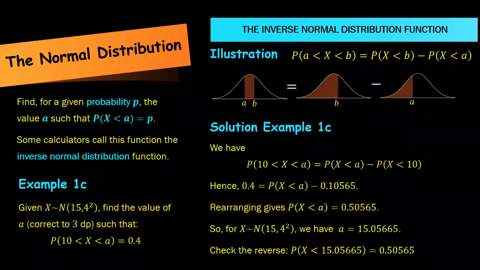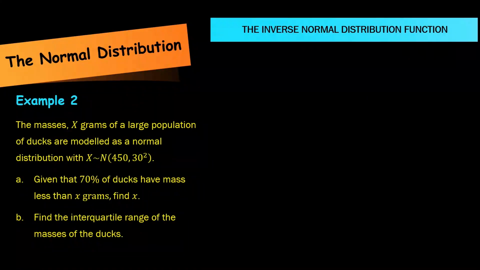Now let's take a look at another example. Pause the video and have a go. Press play when you're ready to view the solutions. Let's take a look at part A first. The masses in x grams of a large population of ducks are modelled as a normal distribution with x distributed normally with mean 450 and variance 30 squared. Given that 70% of ducks have mass less than x grams, find x. So let's solve this.